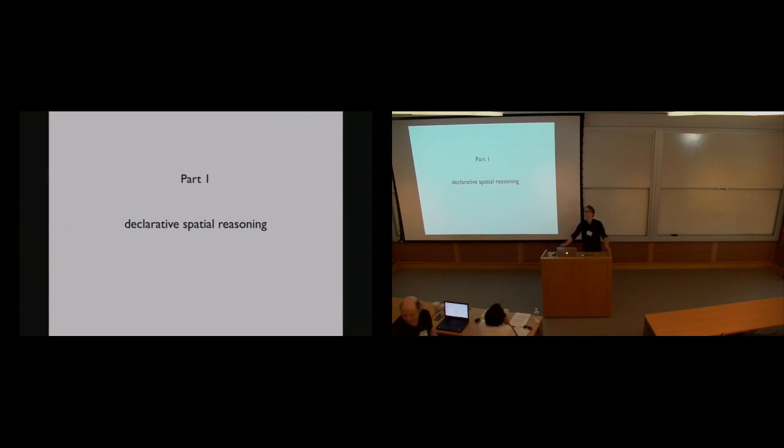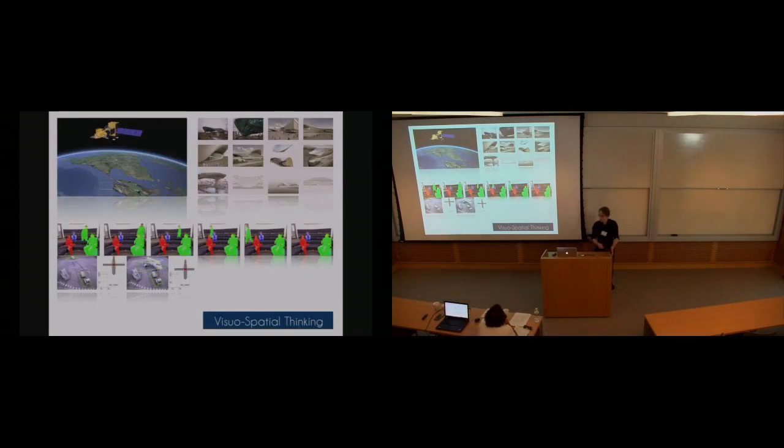Okay, so part one, declarative spatial reasoning. So if we just sort of reflect on what we're all trying to do, we're trying to use KR languages in various domains. And a lot of these domains have spatial components that are intrinsic to these domains. So on the top left, we've got some geographic information system type application. Maybe we're trying to interpret satellite photos, something like that. Maybe we want to recognize deforestation.